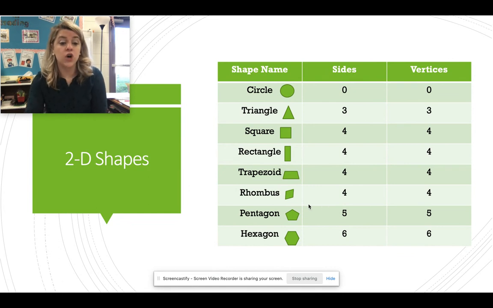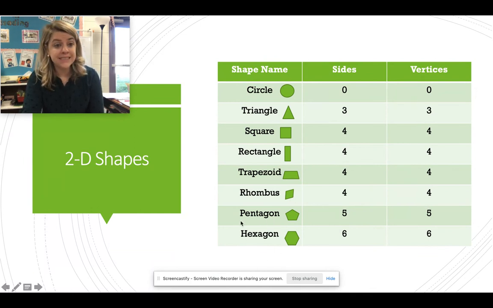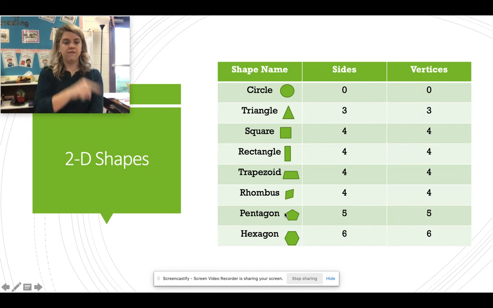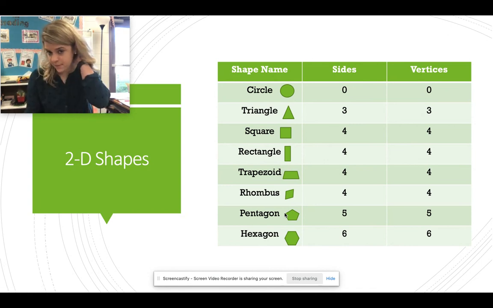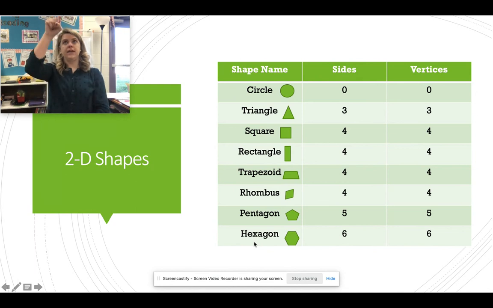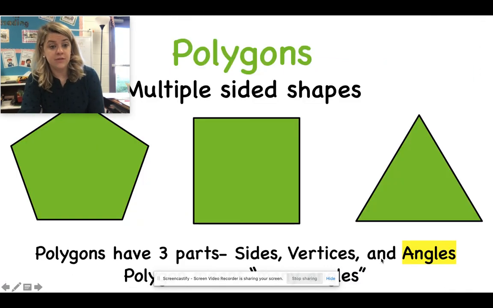A rhombus. We know that that is also known as a diamond, right? There are 4 sides and 4 vertices. A pentagon looks like this, so 1, 2, 3, 4, 5. It looks kind of like a house, right? A pentagon has 5 sides, 5 vertices. And the last one is a hexagon. 1, 2, 3, 4, 5, 6. 6 sides and 6 vertices. Okay? Now, let's move on.